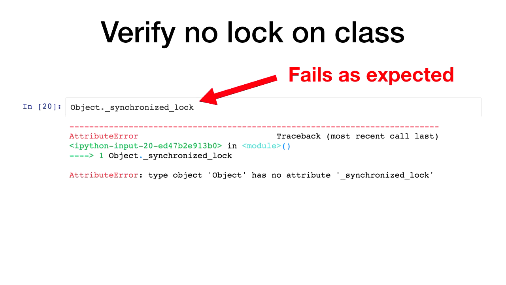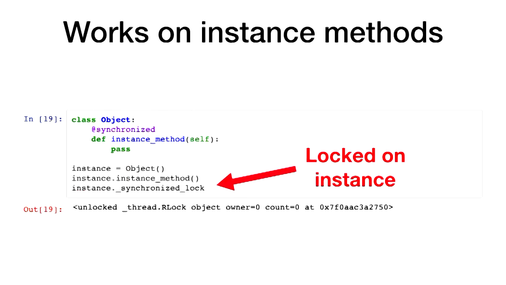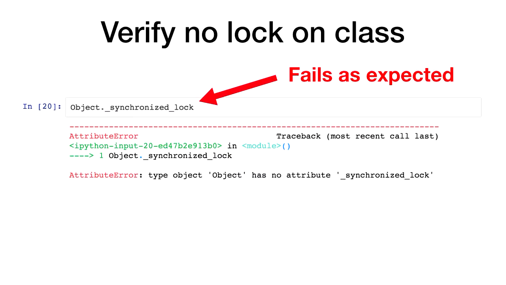Now, we want to make sure, though, that it is doing the correct thing. So in this case, you can see that if we actually look at the class itself, there is no lock object there. So we haven't done the wrong thing. It is on the instance, and it's not on the class. So it is per instance, so that's good. That's what we want.